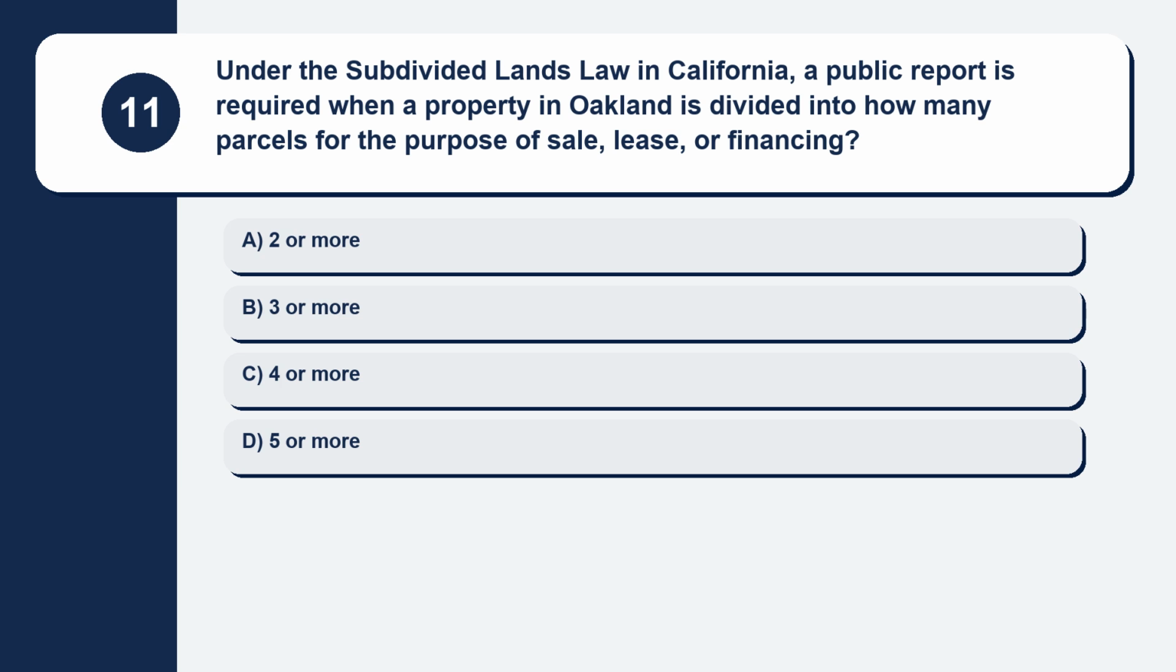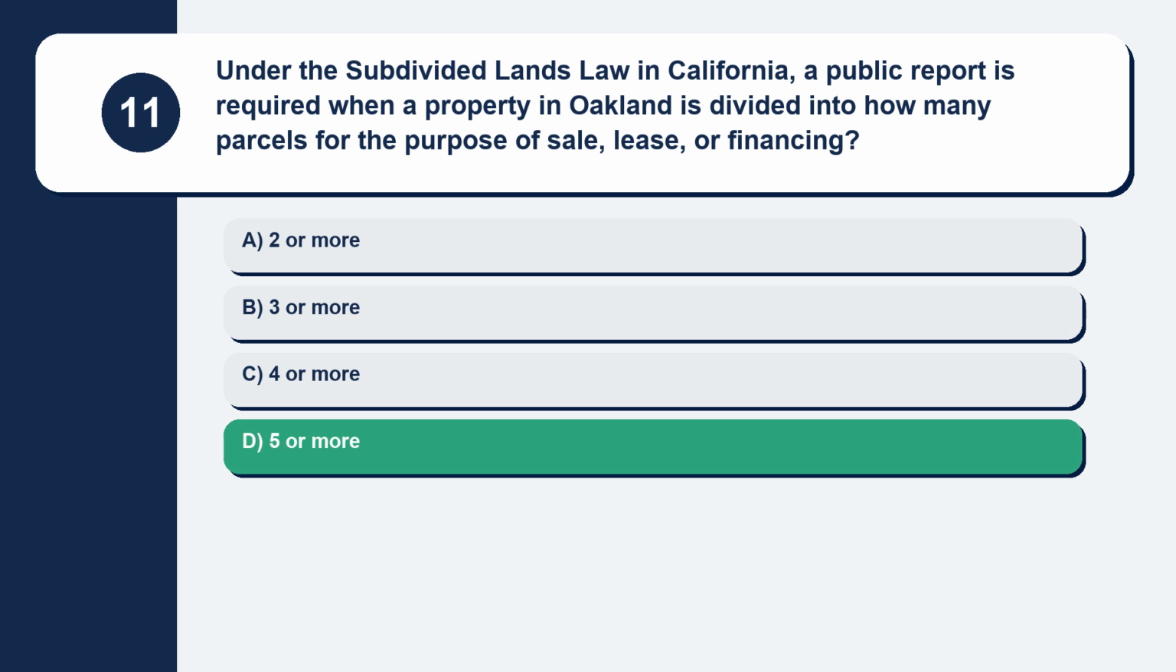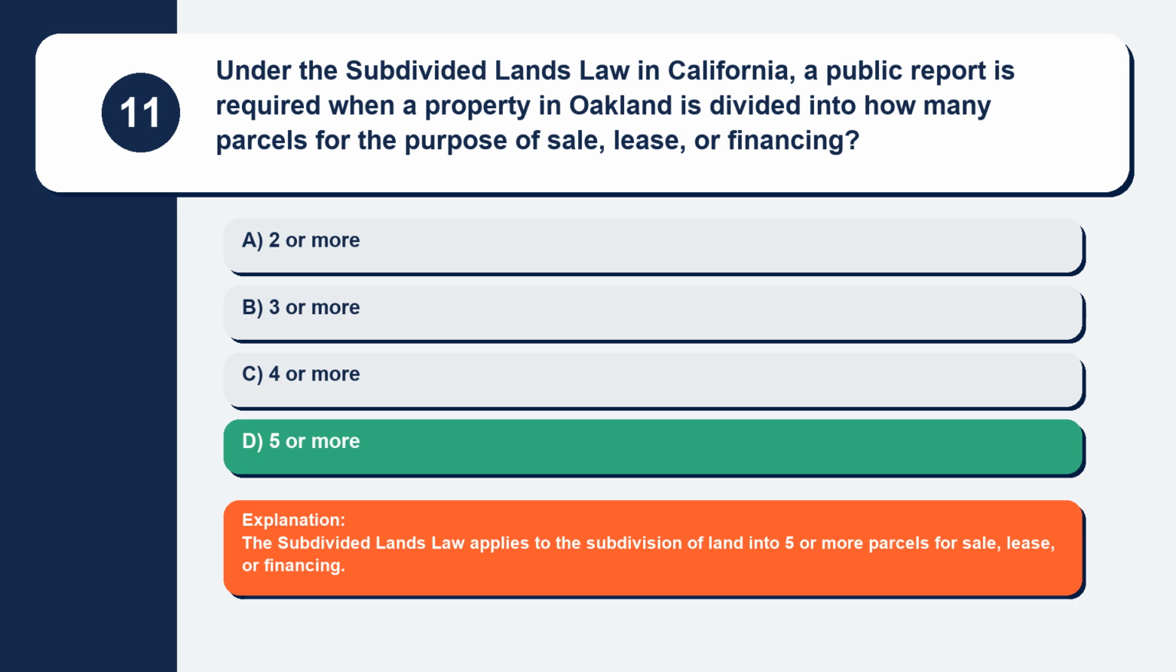Oakland is divided into how many parcels for the purpose of sale, lease, or financing. Here are your options. Option A, 2 or more. Option B, 3 or more. Option C, 4 or more. Option D, 5 or more. The correct answer is option D, 5 or more. Explanation. The Subdivided Lands Law applies to the subdivision of land into 5 or more parcels for sale, lease, or financing.